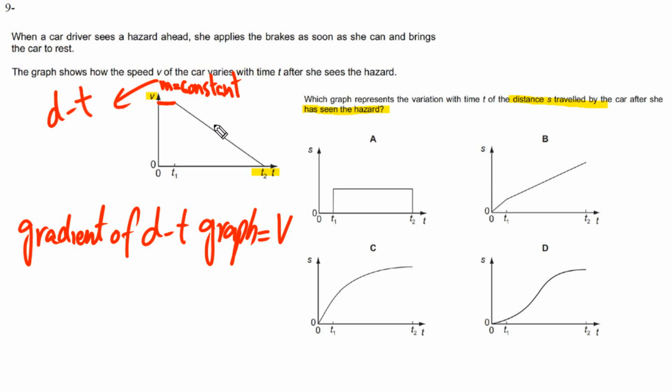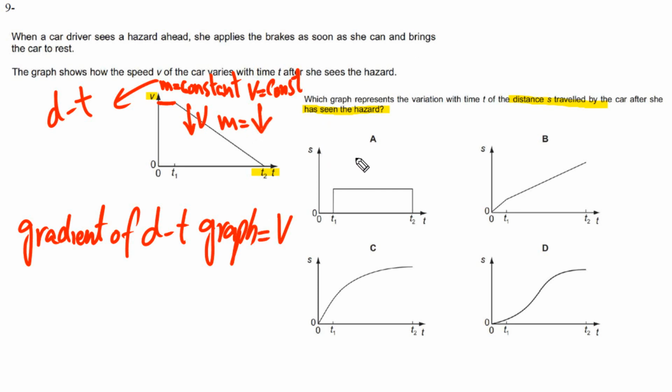As you can see here, the velocity is constant from t0 to t1. From t1 to t2, the velocity is decreasing. So it is simply telling us the gradient also has to decrease with time. If we have this understanding, then we can answer.